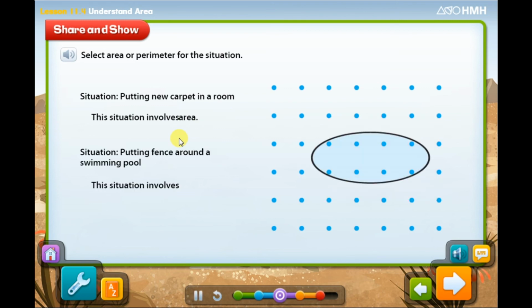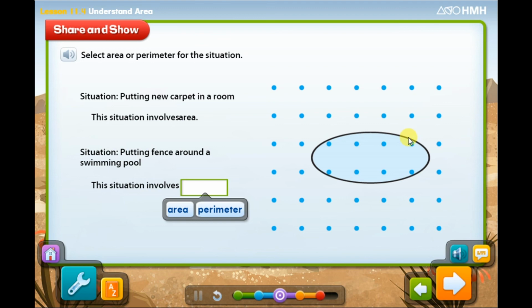Suppose you want to put a fence around a swimming pool. Do you need to know the area or perimeter of the swimming pool? So, you need to put a fence around the swimming pool, outside the swimming pool. So, you need to measure the distance around and outside the swimming pool, right? So, is it the area or perimeter?